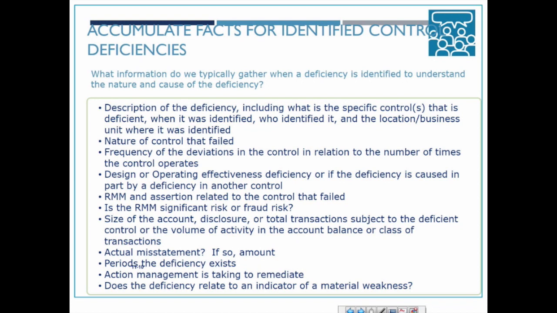What about the frequency of the deviations in control in relation to the number of times the control operates? The design or operating effectiveness of the control. What is the risk of material misstatement and the assertion associated with that control that failed? Is it a significant risk or is it a fraud risk? What's the size of the account or the disclosure or total transactions subject to the deficient control, relative to the volume of the activity of the account balance or class of transaction? Are there any actual misstatements? So did the auditor uncover a material misstatement?